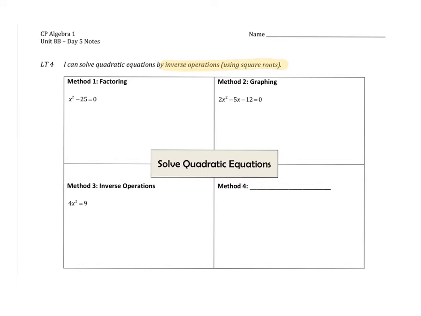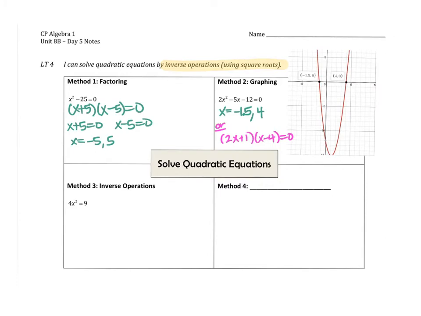Okay, so for the first one, we should have gotten the solutions x equals -5 and 5 using the difference of squares pattern. For the next quadratic, solved by graphing, I typed it into Desmos and got my x-intercepts of -1.5 and 4. Because those are rational, exact solutions, I could have also factored it. I didn't expect you to do that, but you could have factored it to 2x plus 1 times x minus 4 equals 0, and we would have gotten the same solutions.